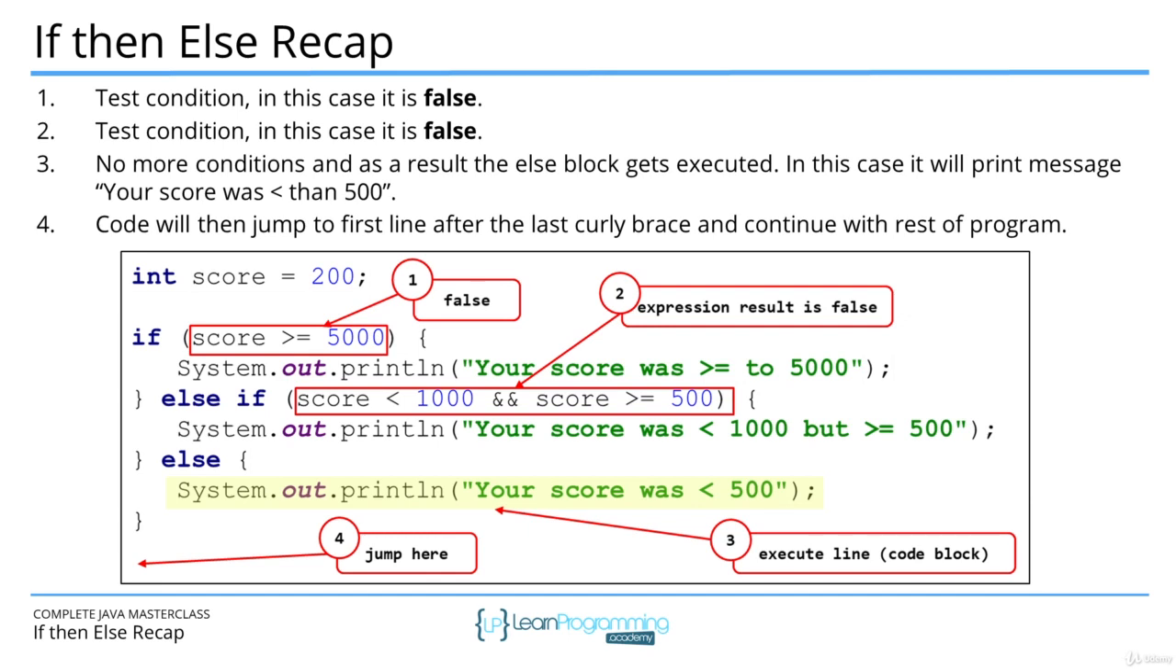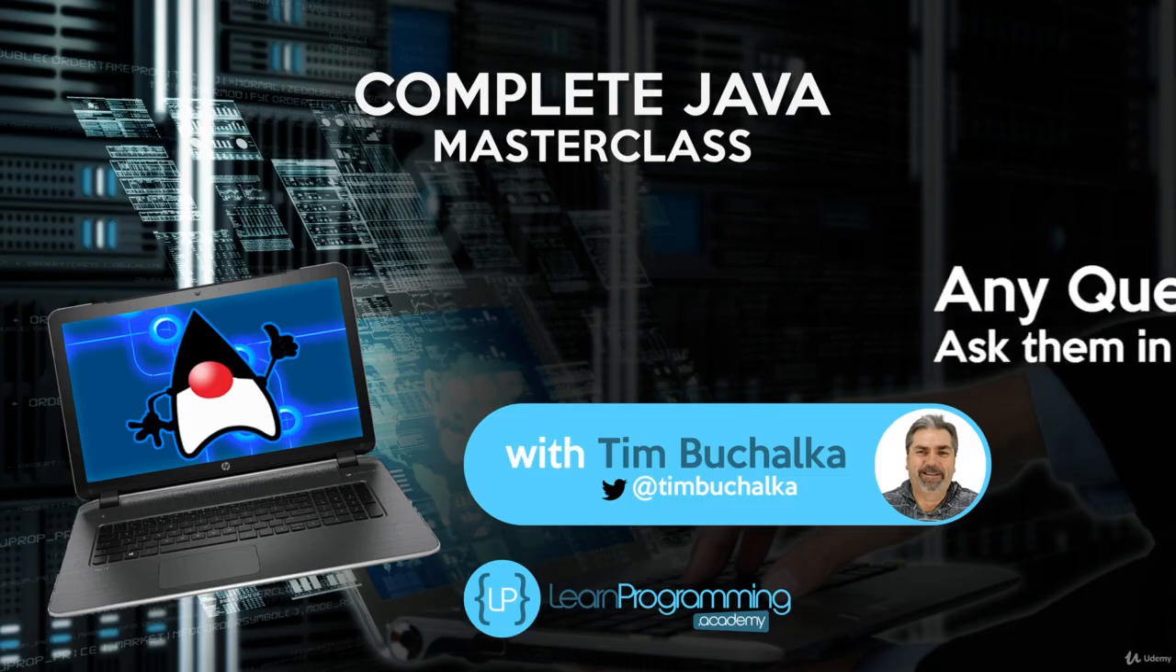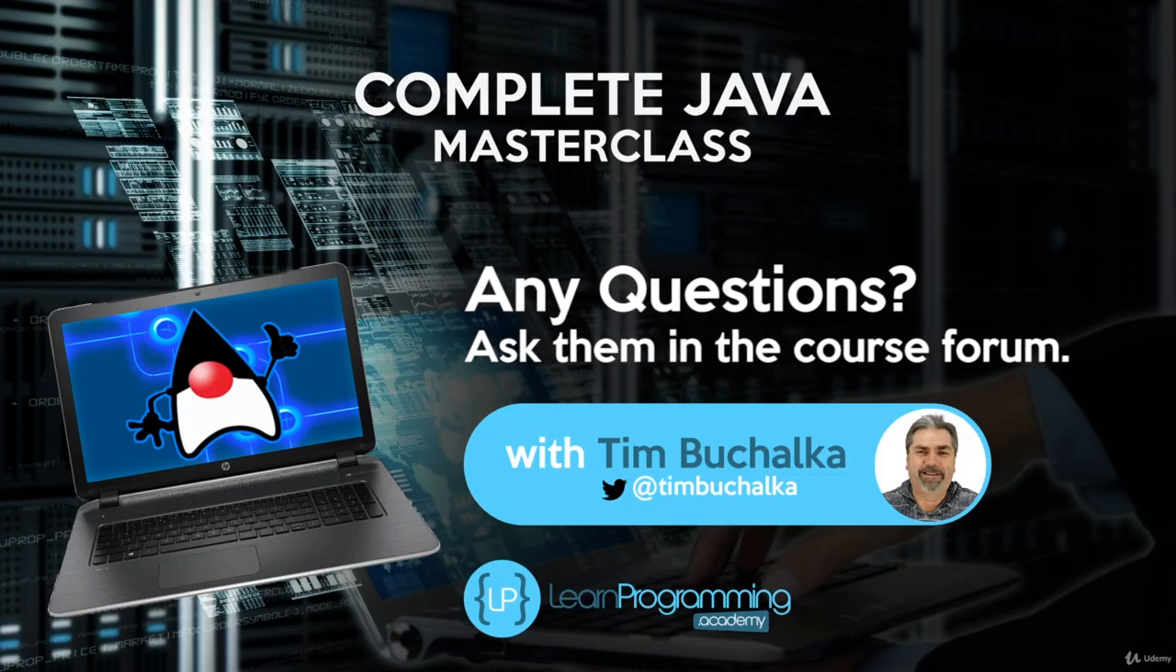So at this point, since we don't have any other conditions, the else block will be executed and the message your score was less than 500 will be printed. And obviously there's only one statement in that final else code block. Once that's finished, the code continues after that block, in other words, after the last brace. So that was a recap of the if statement. Let's move on now to the next video.